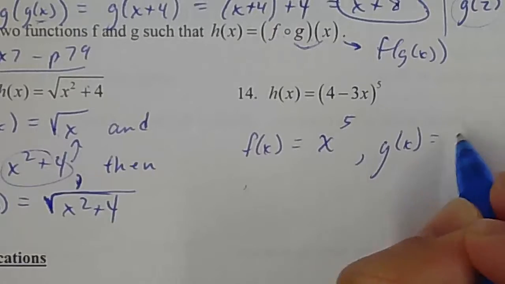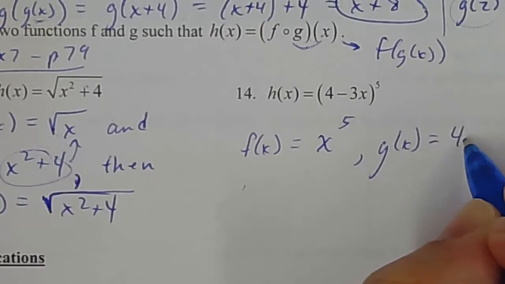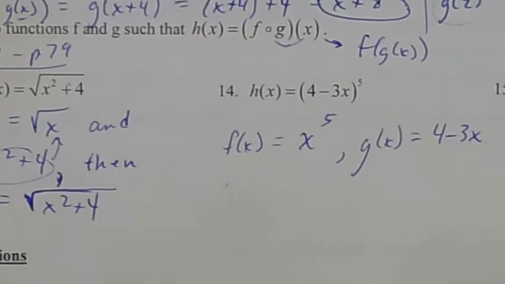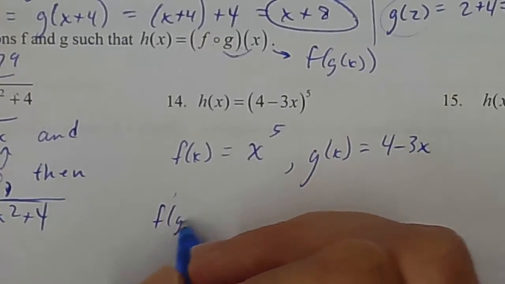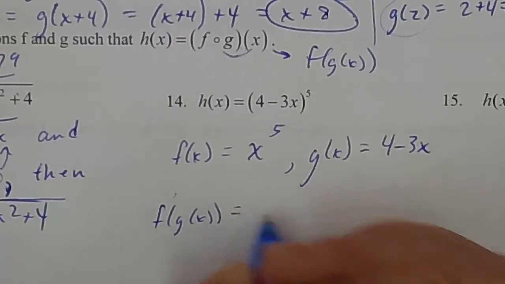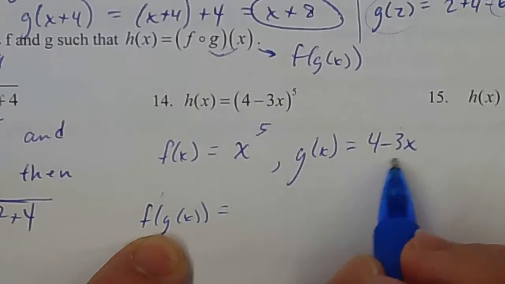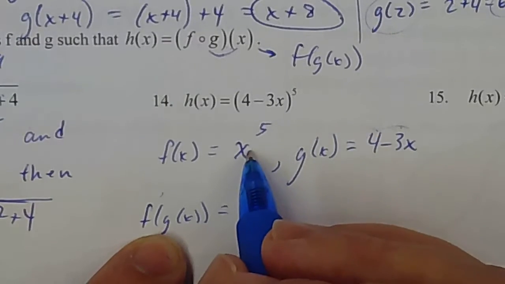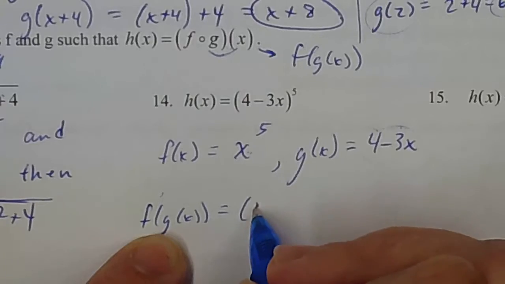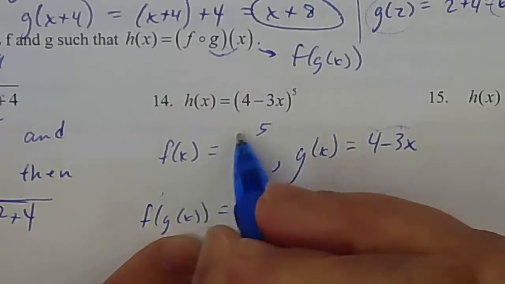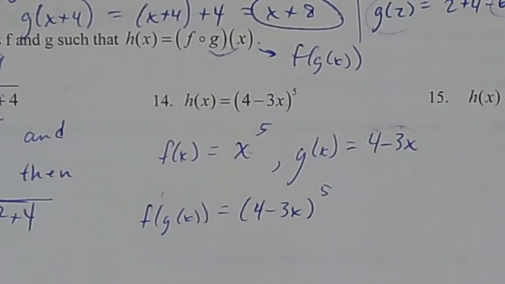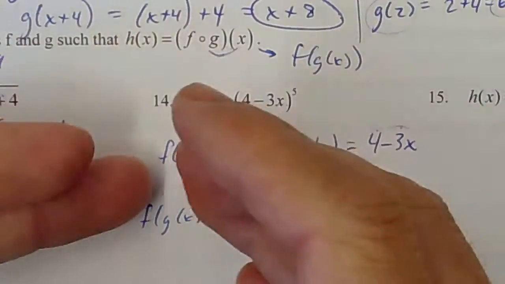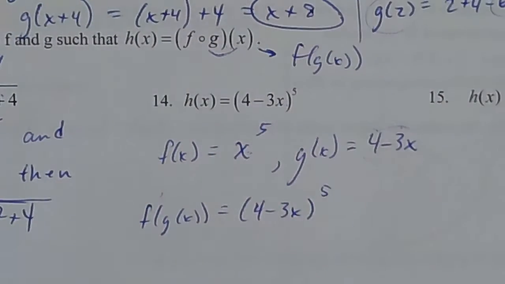g of x, the input, 4 minus 3x, right? And then just check it out. Check your answer. Is f composed g of x? Start from scratch with what you just wrote down. When I take g of x and plug it into function f, what would that look like? It would look like this. Okay, it matches up with what they want us to do. So that's what they mean by decomposing. You're breaking that down into two separate functions using some reasoning.